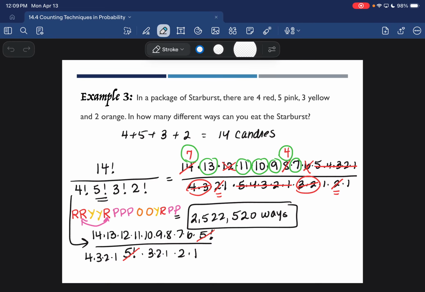So we had done Starburst. There were 14 total Starburst. And then within each category, red, pink, yellow, and orange, they're indistinguishable, right? So every red Starburst is indistinguishable from every other red Starburst. So we divided by each of those 4, 5, 3, and 2 factorials because it doesn't matter which of those are distinguishably different from among. So we divide that out, kind of like removing double counting or repeats.